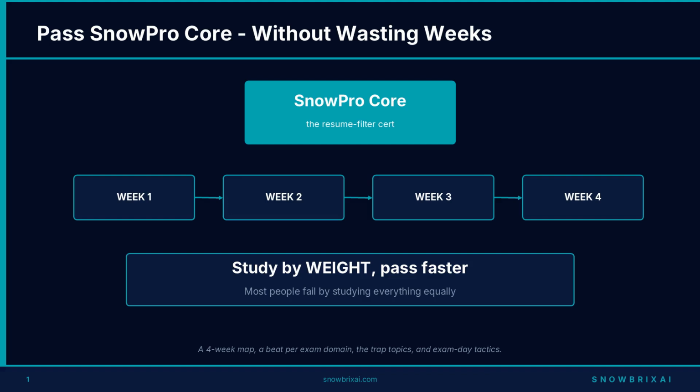Picture this, a friend of mine named Raj had 5 years of data experience. He kept getting filtered out before a single interview. He added one line to his resume, the SnowPro Core set, and the callback started.